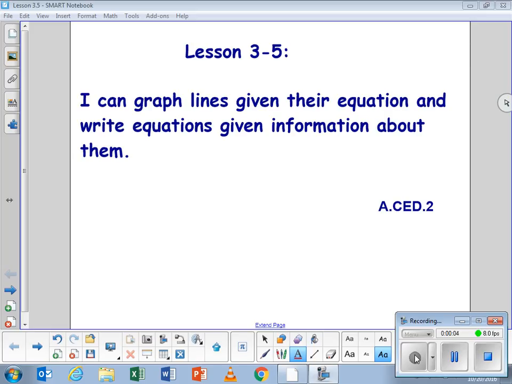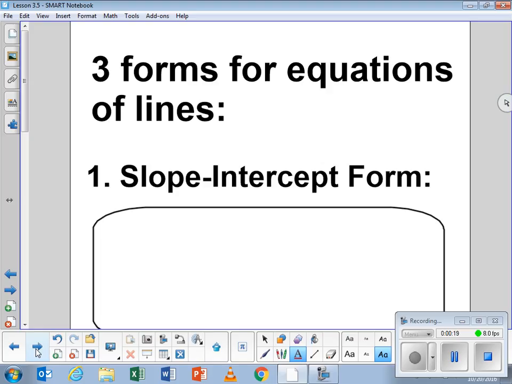Reminder, today we are reviewing the three equations of a line, how to graph an equation of a line, how to write an equation of a line, given information about it. Okay? So, three forms of a line.